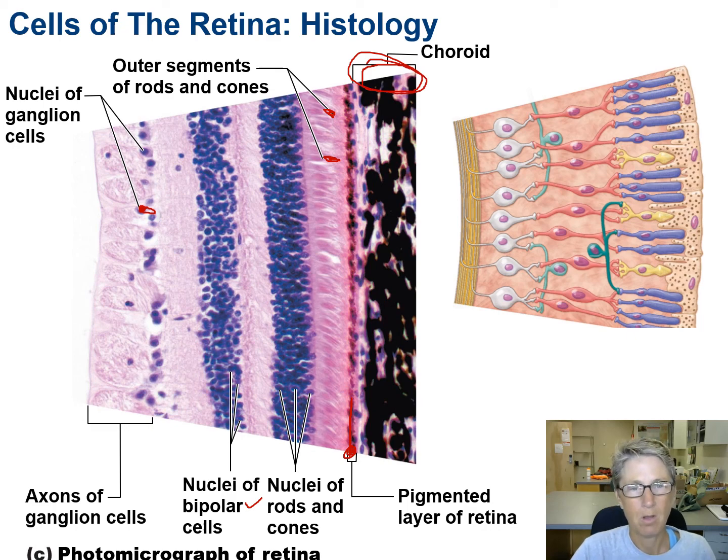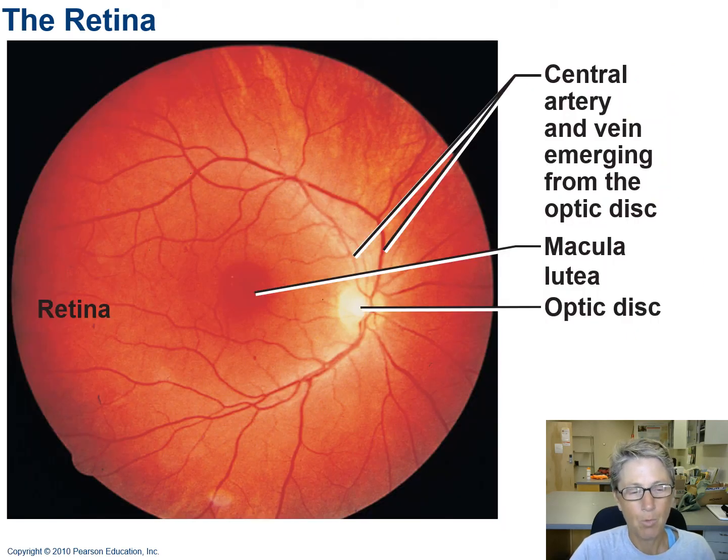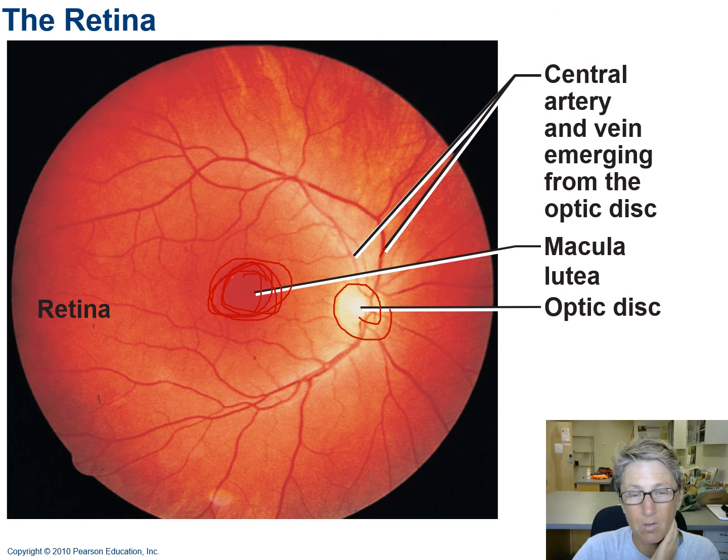I think that's it. No, one more photograph. I think this is what your optician takes a picture of. So this is a photo of the retina. It shows an artery and vein. Here's the macula lutea. And within the macula lutea is the fovea centralis, where you have a lot of cones. And then this is the optic disc, or the blind spot, where all the axons of the ganglion cells leave the eyeball.